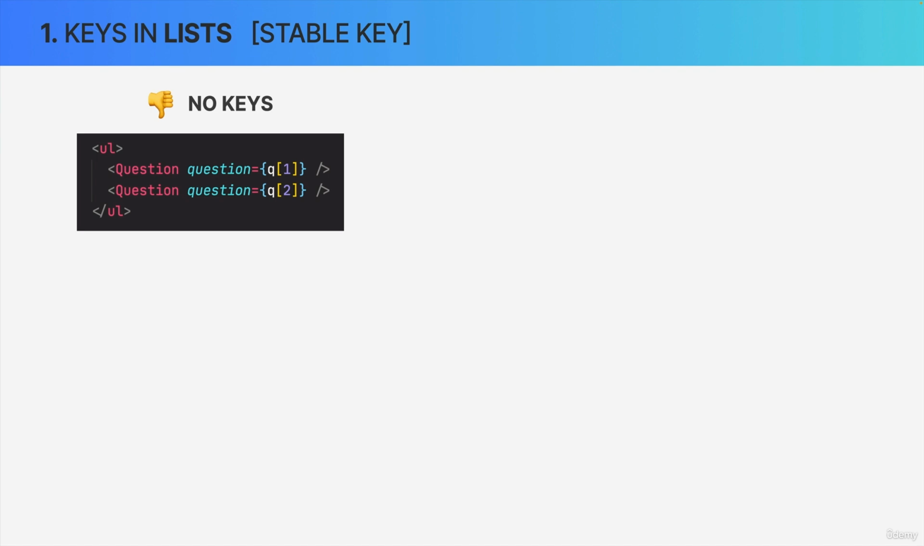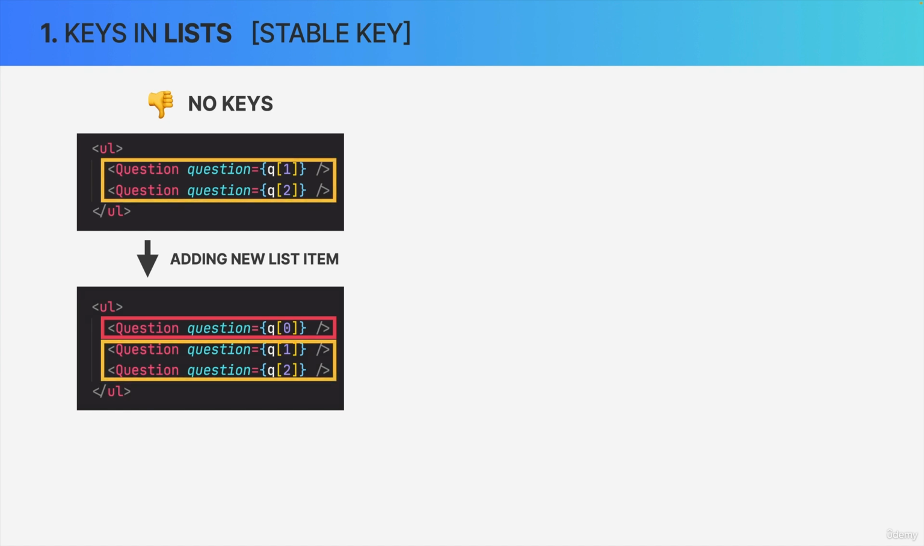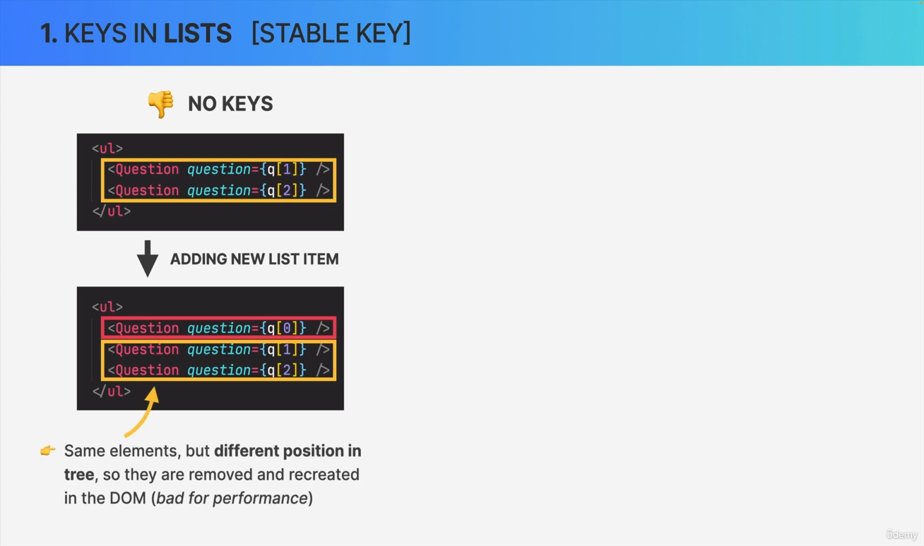But let's see what happens when we add a new item to the top of the list. Well, the two list items that we already had are clearly still the same, but they will now appear at different positions in the React element tree. They are no longer the first and second children, but now they are the second and the third children. So we basically have the same elements, but at different positions in the tree.